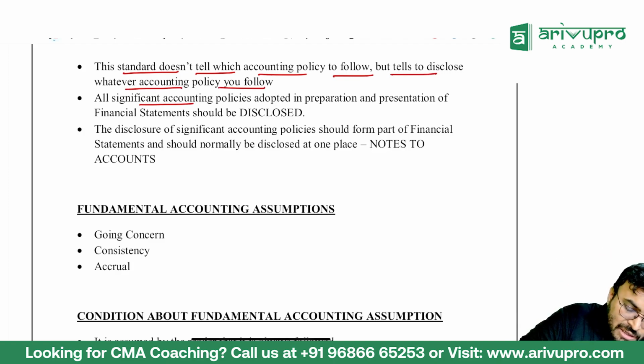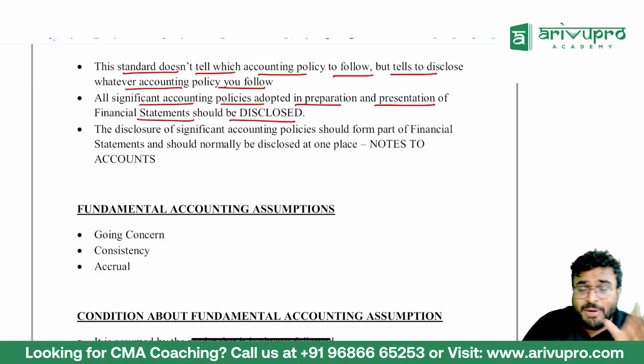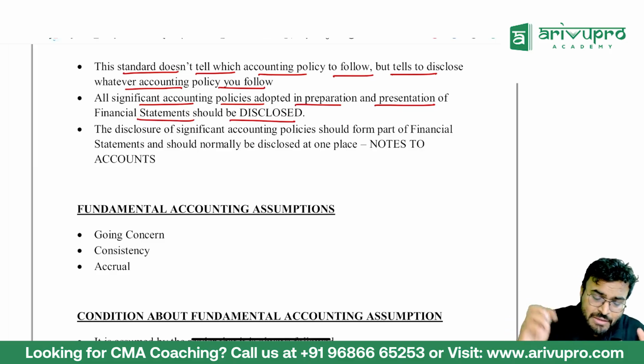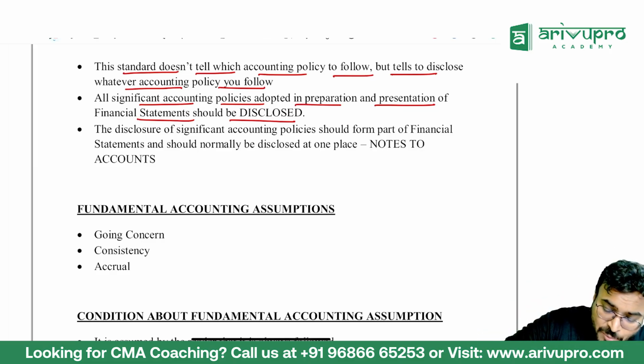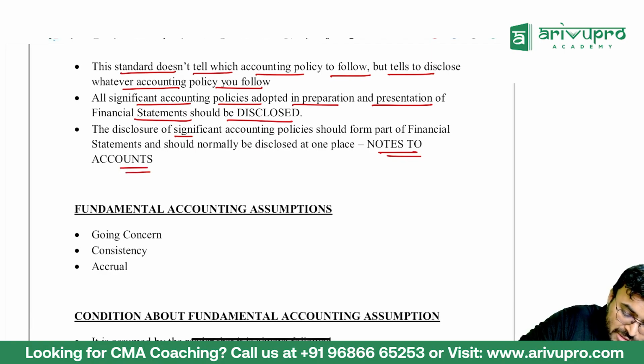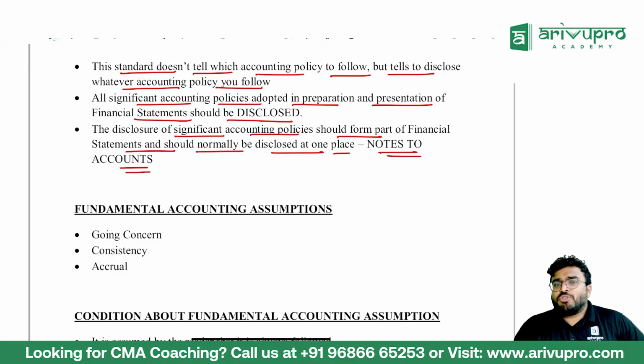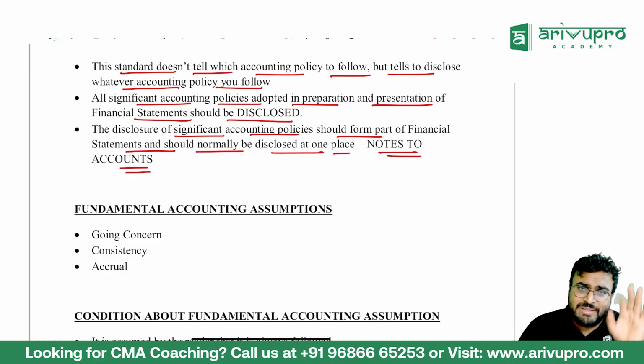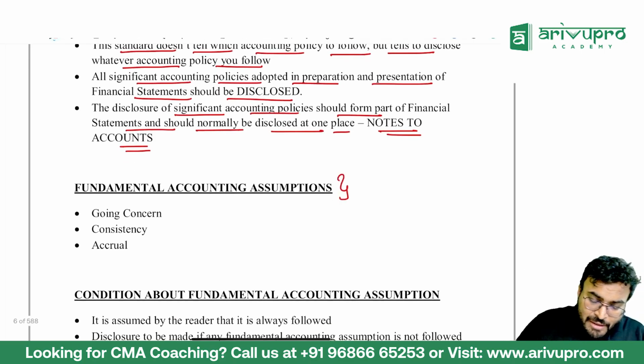All significant accounting policies adopted in preparation and presentation of financial statements should be disclosed. That means whichever accounting policy you are following, you should show it at one place. Where is that one place we are supposed to show? Notes to accounts. The disclosure of significant accounting policies should form part of the financial statements, normally disclosed at one place, and that place is called notes to accounts.